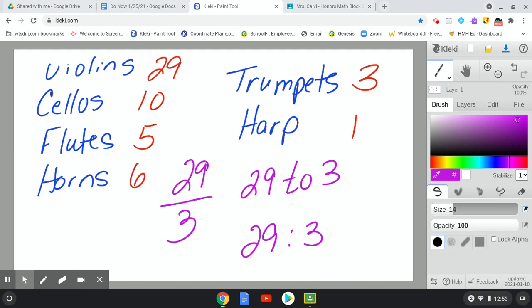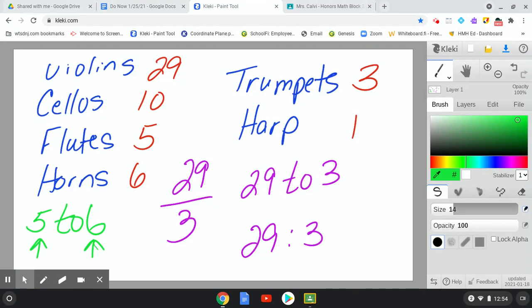So this is where a ratio is comparing the quantities of two different things using division. So in this case, we are comparing different instruments. So if I wanted to know what the ratio of flutes to horns would be, flutes to horns would be 5/6. 5 flutes to 6 horns. Okay, pretty simple. So remember, three different ways to write ratios.